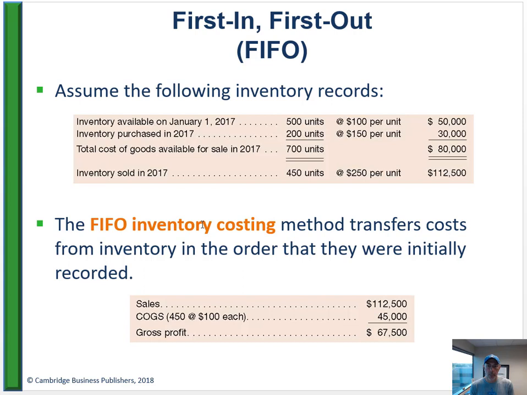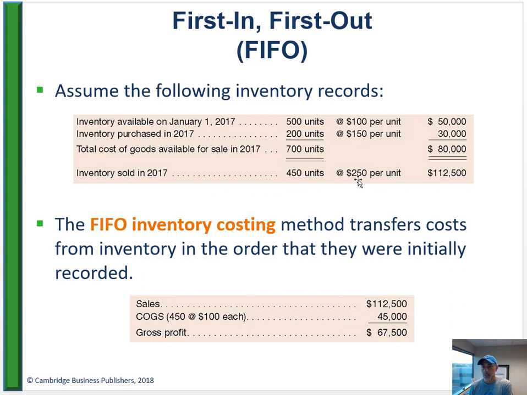And the first one, which you'll likely remember from your accounting class, is FIFO, the first in, first out method, and we have a calculation of that up here. Inventory available on Jan 1, 500 units at $100 per unit for $50,000 balance in inventory. Then during the period we purchased another 200 units. Those units cost us $150 per unit. That added $30,000 worth of costs to our inventory balance. At the end of the period, we had 700 units in inventory with total costs of $80,000 for those inventory units. During the period, we sold 450 units.